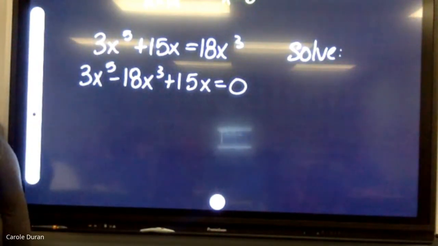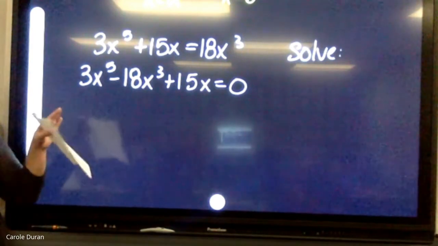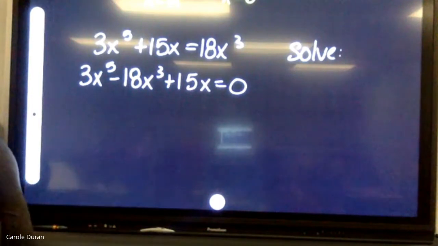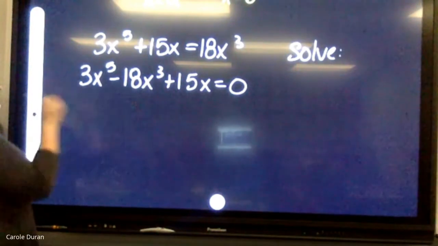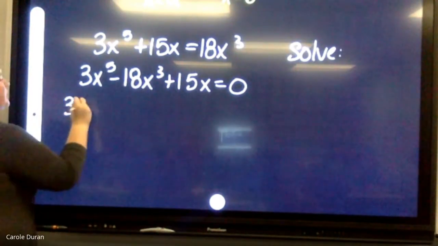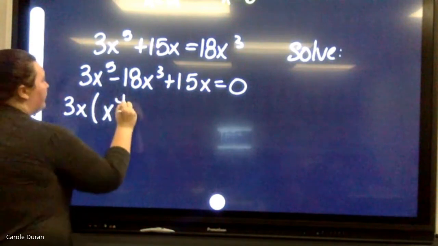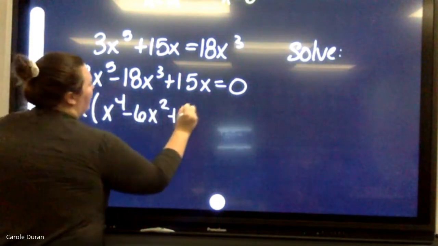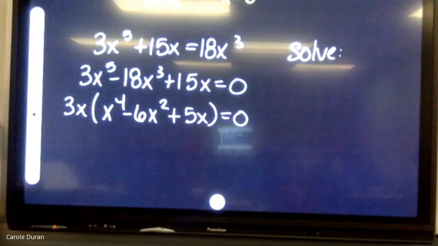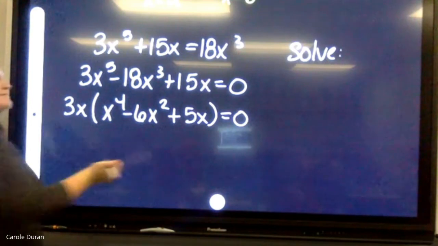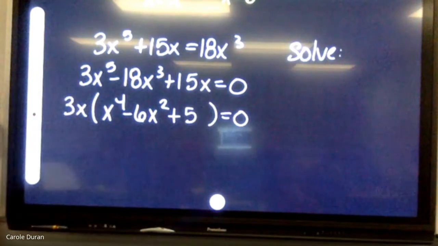My end goal is to solve, but along the way, I have to hit all my factors. So how would I start to factor this? Because I know none of my special cases apply. What's my common factor here, Jalen? 3x, right? Because the biggest number I can take out of all three of those is 3, and the largest variable I can take out is an x. So when I do that, I'm left with x to the 4th minus 6x squared plus 5, and that equals 0 still. It is just 5, yes. Good catch. Somebody's paying attention.